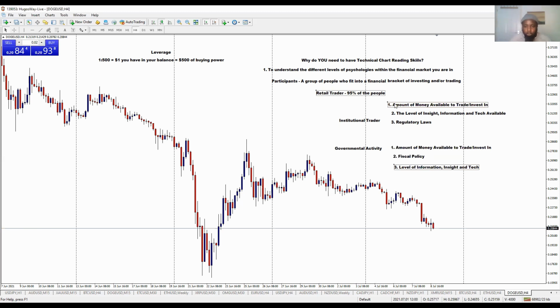This is the main reason, because these two levels, which have more money, can actually have control over the laws, they create the laws, and they have more insight, information, and tech available than your normal average laptop. No matter who you are around the world, if you're a retail trader, you will never have better technology than an institution or a government, unless you work for them, because they have access to things that may not even be released in 10 years.